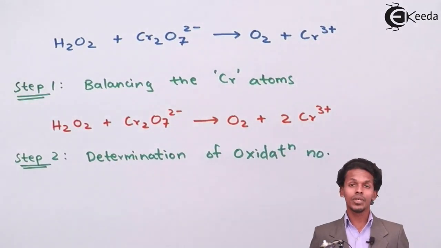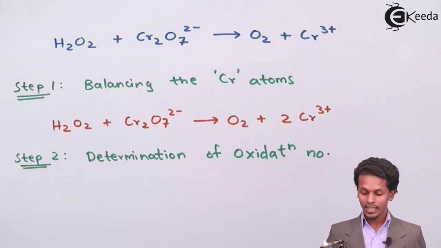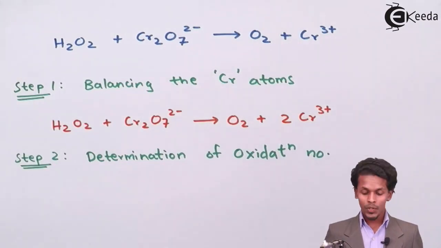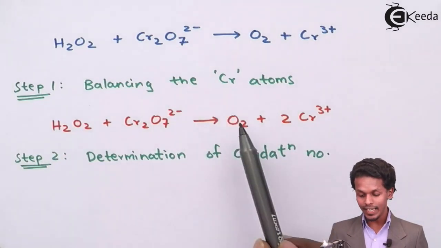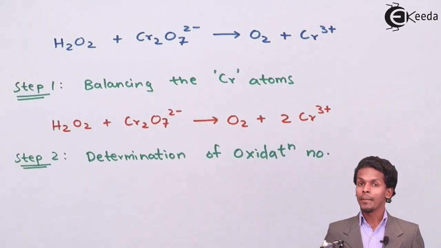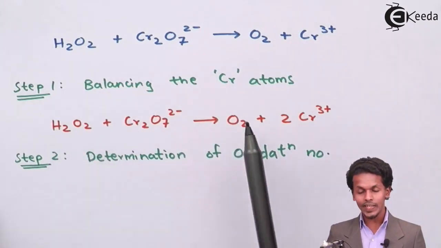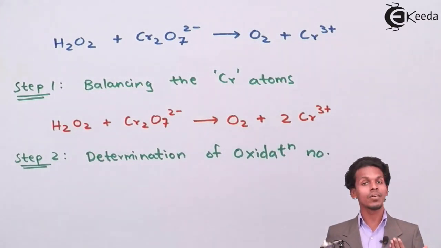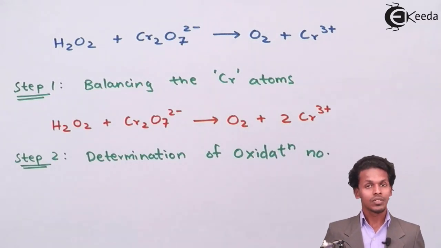First, we are going to determine the oxidation number of oxygen. Why? Because on the left hand side, hydrogen peroxide is present, and on the right hand side, that is the product side, O2 is present. Because oxygen atoms are common to the reactant side and the product side, we are going to determine the oxidation state of oxygen in H2O2. So how could we write that?